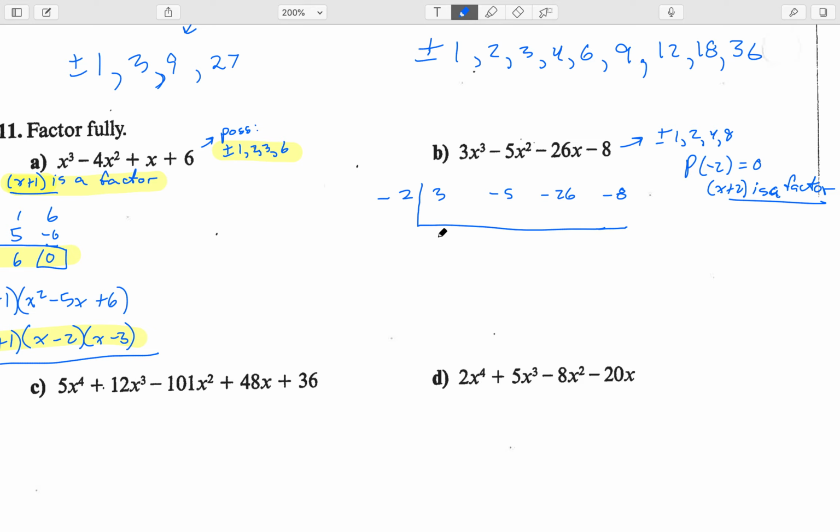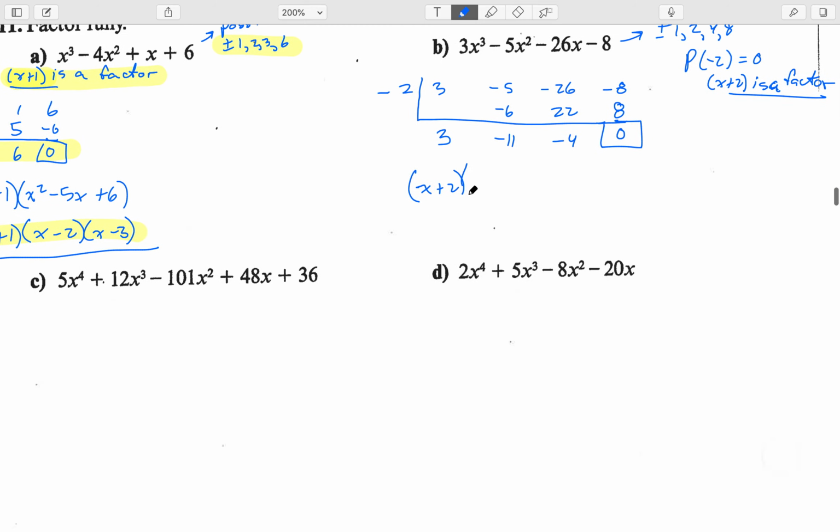Okay, 3 comes down. Negative 6, add them up, negative 11. Positive 22, add them up, negative 4. This is working better. There we go. I can see I get positive 8, yes, and which means my remainder is 0. Cool. Okay, so this is my quotient. So, in other words, this thing is going to be x plus 2, and my quotient is going to be 3x squared minus 11x minus 4. Okay, so this I can probably break down.